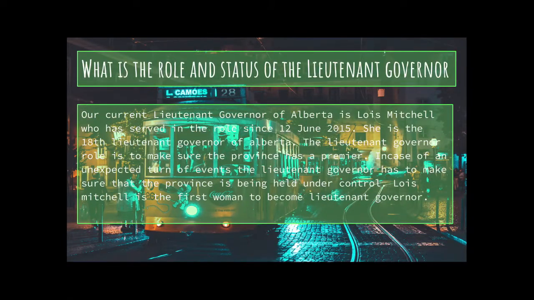What is the role and status of the Lieutenant Governor? Our current Lieutenant Governor of Alberta is Lois Mitchell, who has served in the role since the 12th of June, 2015. She is the 18th Lieutenant Governor of Alberta. The Lieutenant Governor's role is to make sure the province has a premier. In case of an unexpected turn of events, the Lieutenant Governor has to make sure that the province is being held under control. Lois Mitchell is the first woman to become Lieutenant Governor.